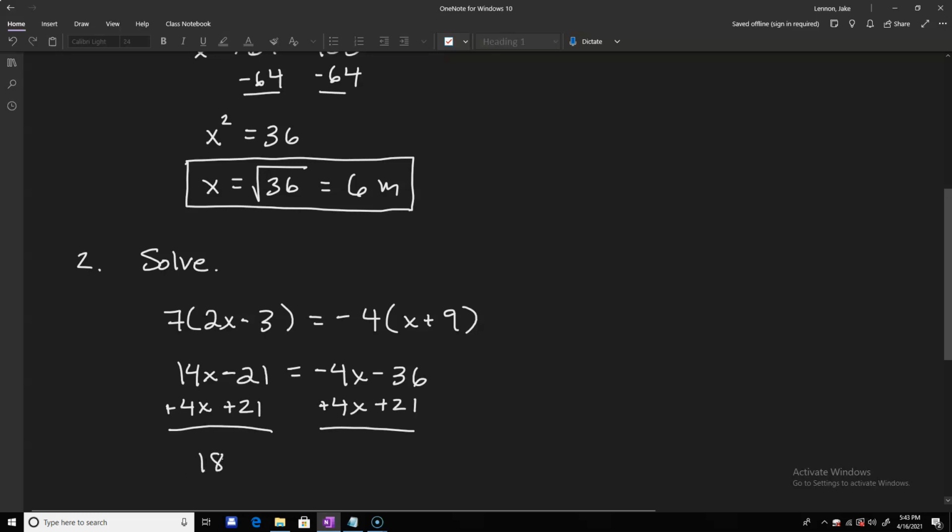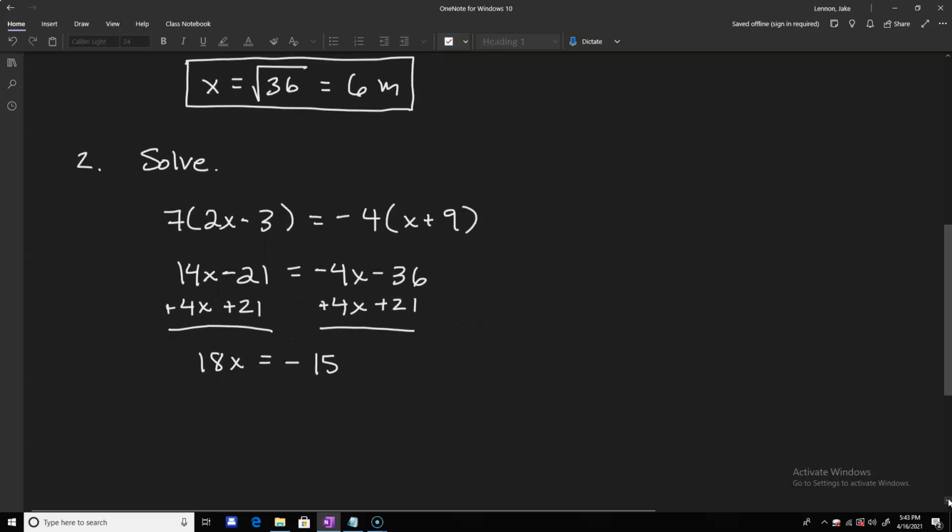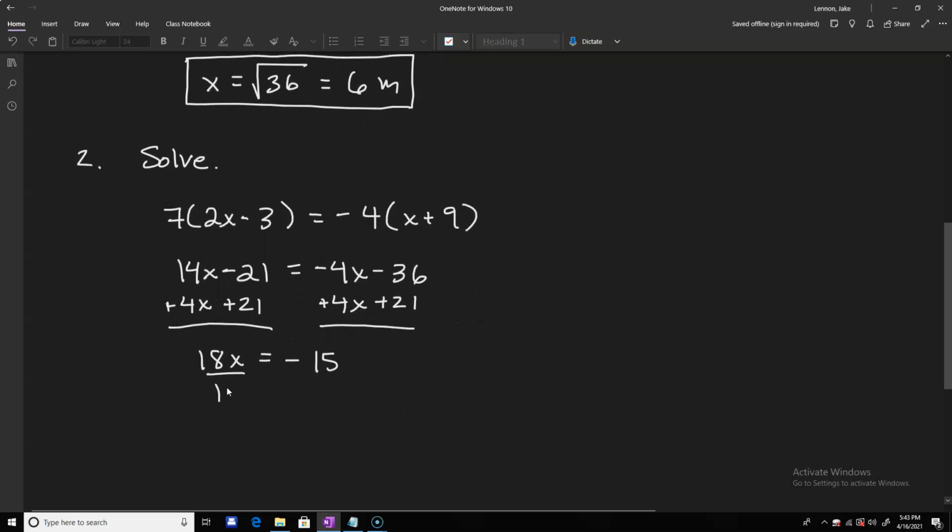So I end up with 18x is equal to minus 15. And then I want to divide by 18 to get x by itself. So I divide both sides by 18 and then simplify that fraction. So I divide by 18. And the fraction's actually not quite simplified. You can divide 3 into both of them. So we end up with minus 5 over 6 as our answer for number 2.